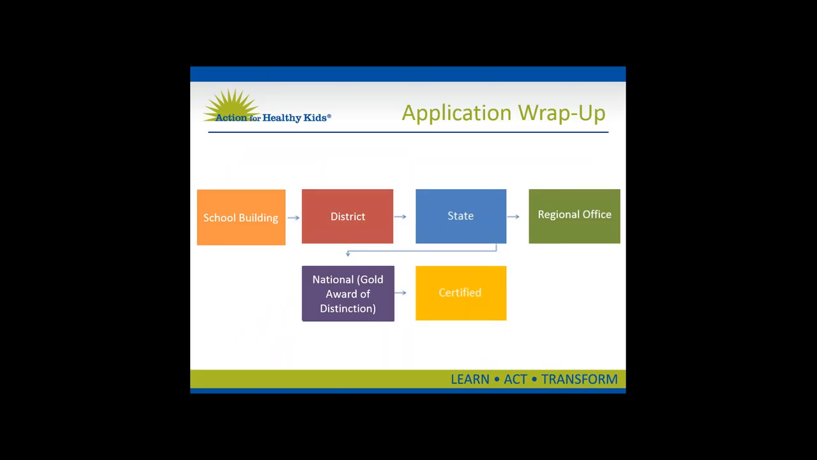All gold award of distinction applications are sent from the regional office directly to the national USDA office for final review. Once the USDA, either regional or national office, approves the application, the school is certified and announced, and announcements are usually made once a month.